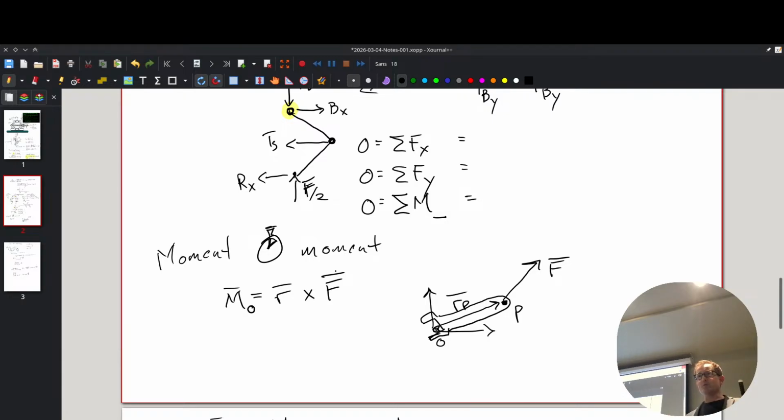And so the formal definition is R cross F, a cross product of these two vectors. So it's like creating a parallelogram, right? Do you remember this from multivariable calculus, that a cross product is describing the area of the parallelogram of those two vectors? So super fun.